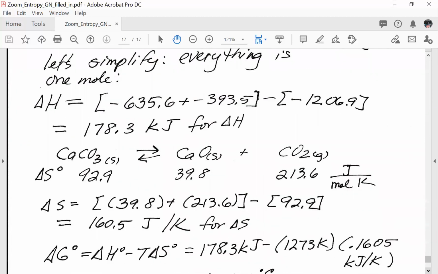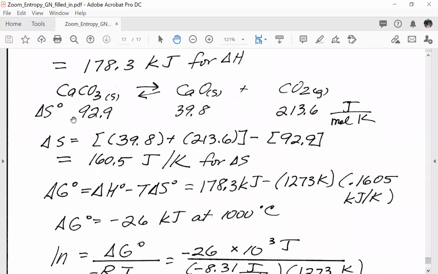We're going to do the same thing, but now we're going to calculate the entropy. We get the entropy values from the table. So calcium carbonate, 92.9. In equilibrium with calcium oxide, 39.8. Plus carbon dioxide gas, 213.6. And the units are joules over mole Kelvin. Again, these are all 1 mole, so let's just simplify. So products minus reactants. So 39.8 plus 213.6. Subtracting our 92.9. So for our entropy, we get 160.5 joules over Kelvin.